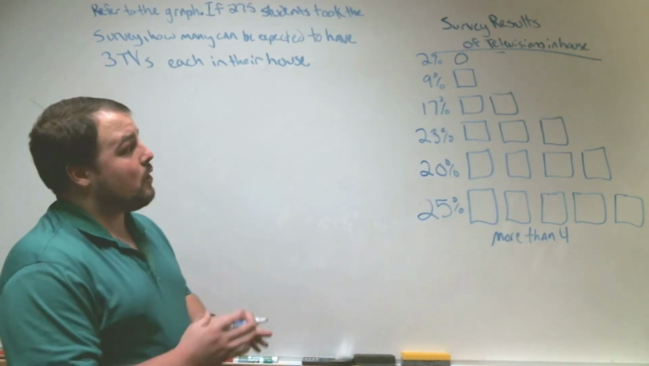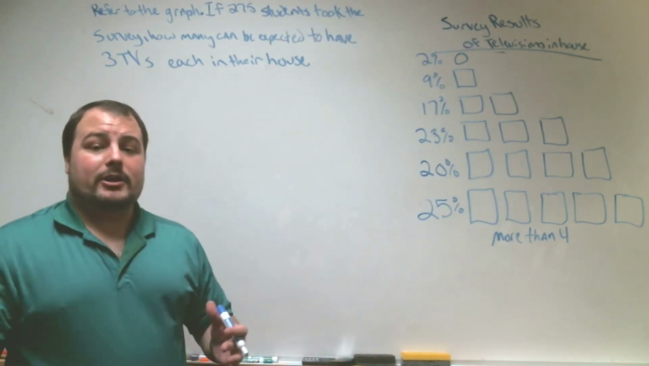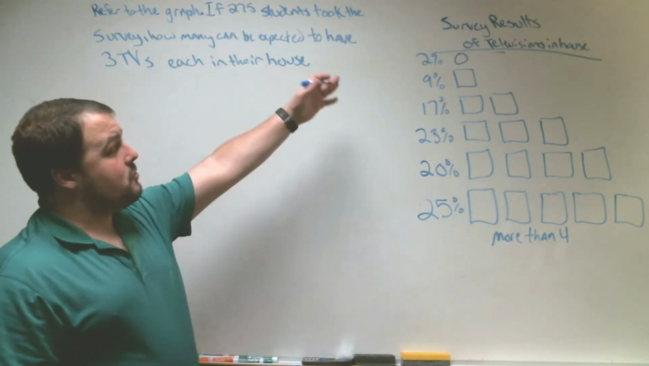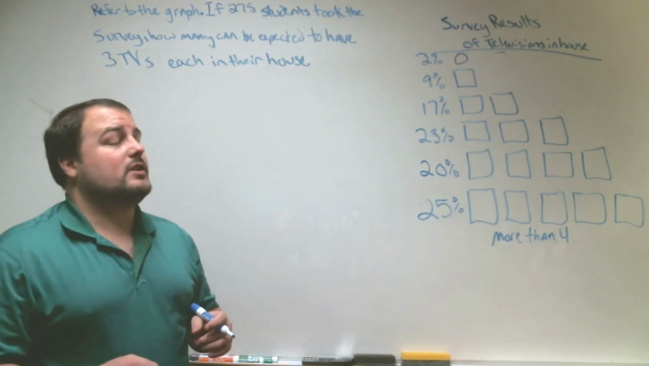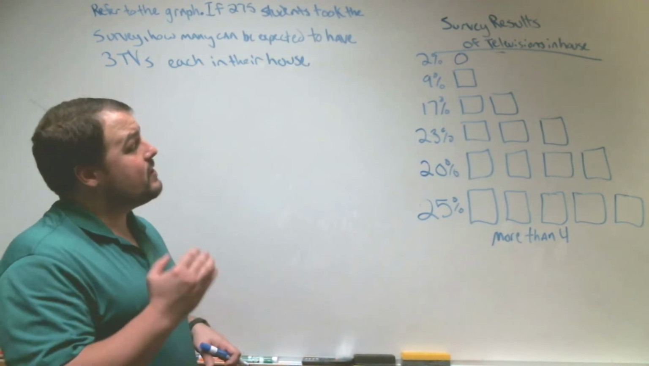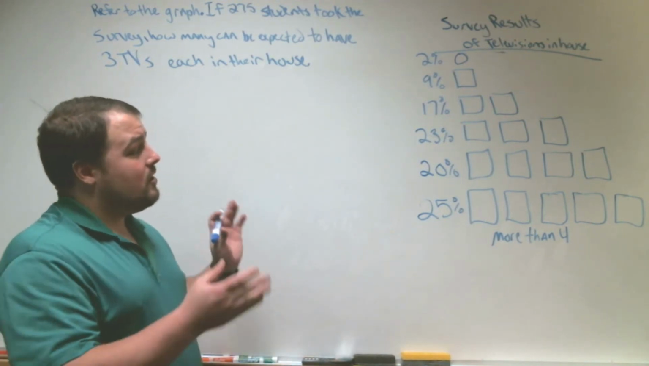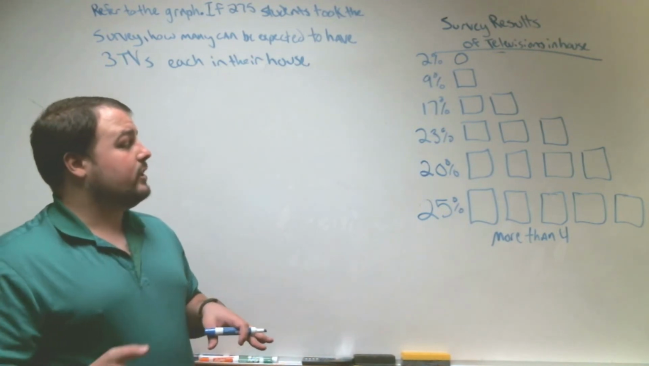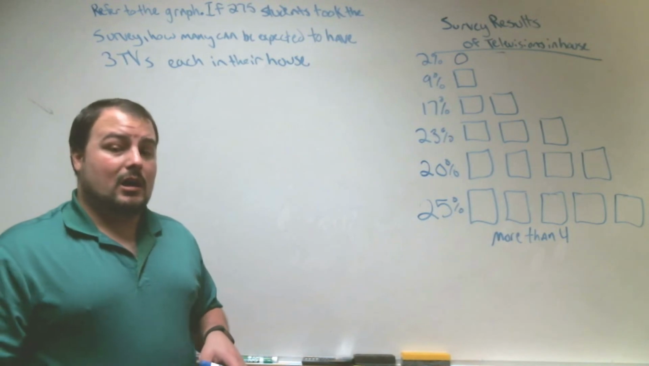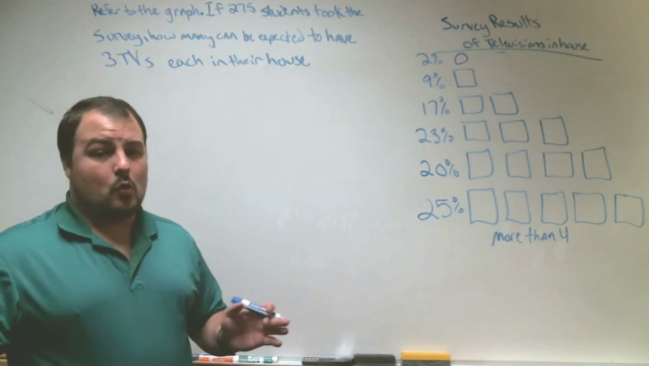In our final question, we're going to be using this graph about a survey about how many TVs somebody has in their house. So 2% of students have no TVs in their house. 9% of students have one TV in their house. 17% 2. 23% 3. 20% 4. 25% more than 4. So we're saying 5 or more.